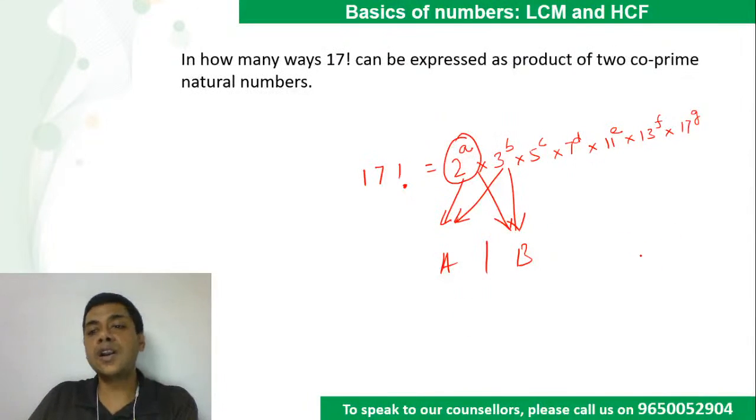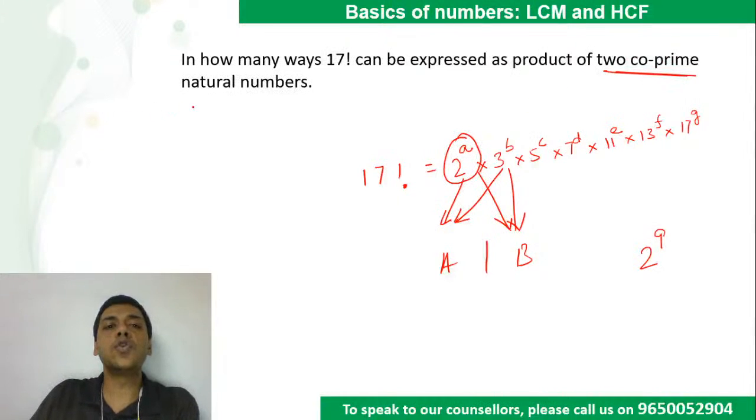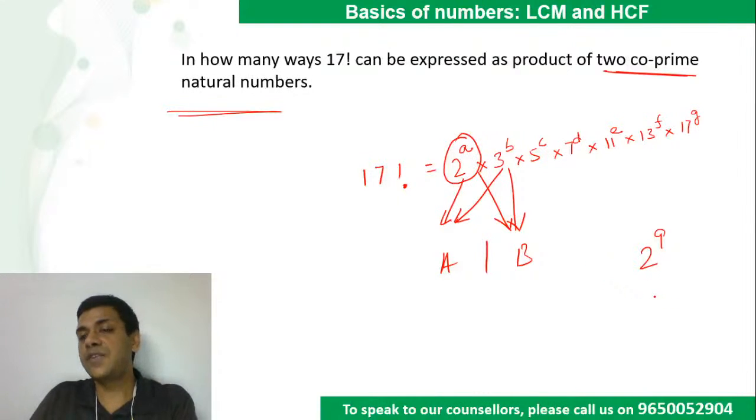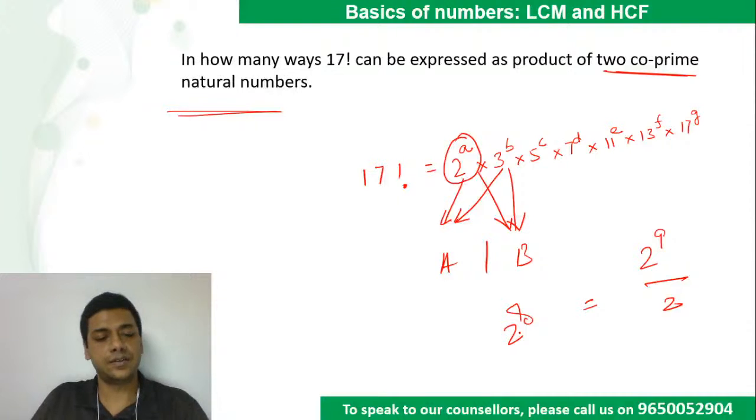So how many ordered pairs would be there? 2 raised to power 9. But the question is asking me, in how many ways it can be written as product of two co-prime natural numbers. So I have to divide this number by 2, and my answer is 2 raised to power 8.